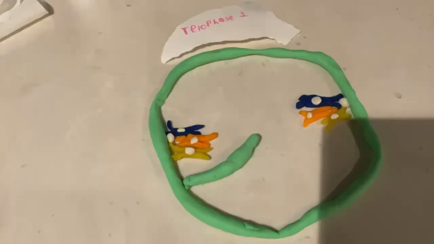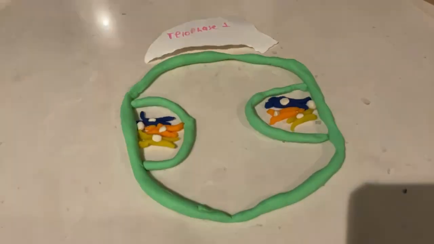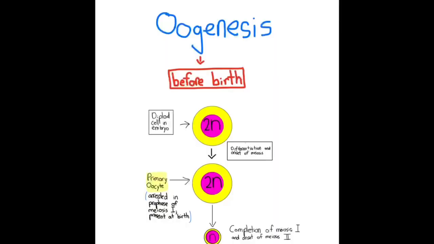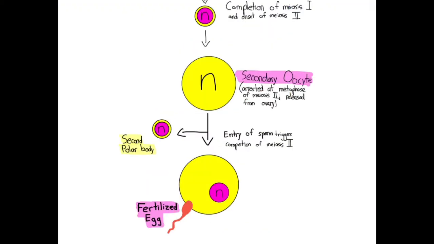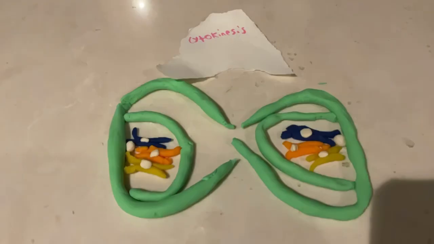Next phase is telophase 1, where two separate nuclear envelopes form. Cytokinesis then occurs to split the cell into two cells. The divider in between them is called the cleavage furrow. After cytokinesis and meiosis 1, oogenesis produces one large haploid secondary oocyte and a small haploid polar body. The oocyte keeps most of the cytoplasm, and it begins meiosis 2, but pauses until fertilization occurs.